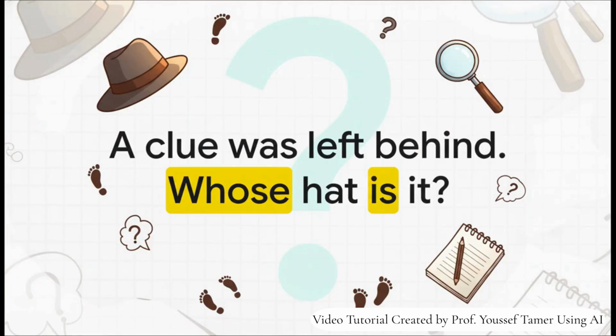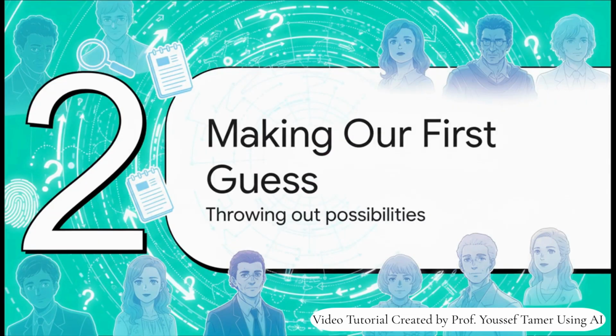This is our one and only clue. And this is where you and I come in. The big question is, whose hat is this? Right now, we have absolutely no idea. So, what's our first move as detectives? We gotta start guessing. Think about it. When you're at the very beginning of a case and you have zero evidence, what else can you do? You can only speculate. You're just looking at the guest lists and kind of throwing out possibilities.